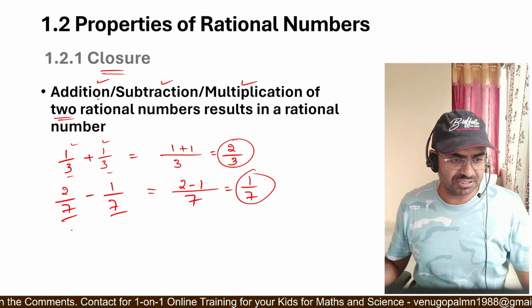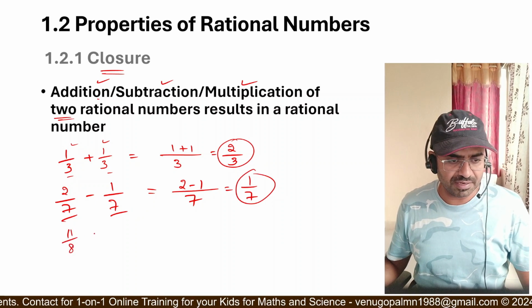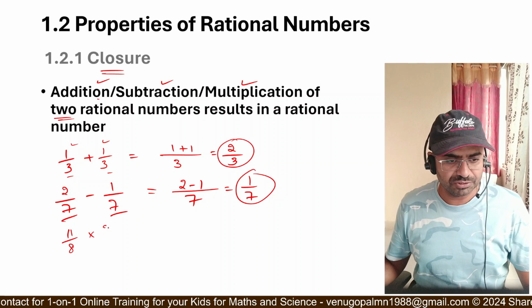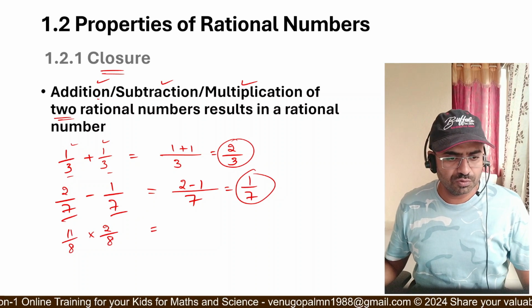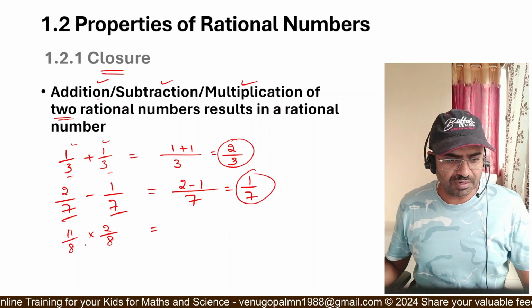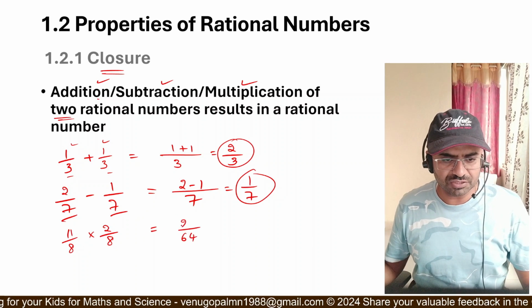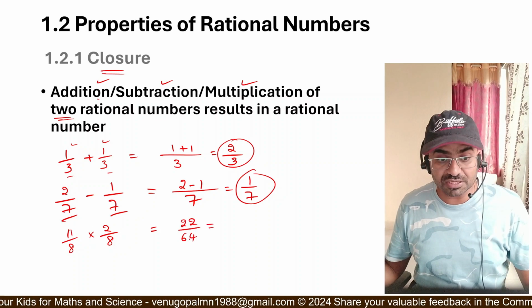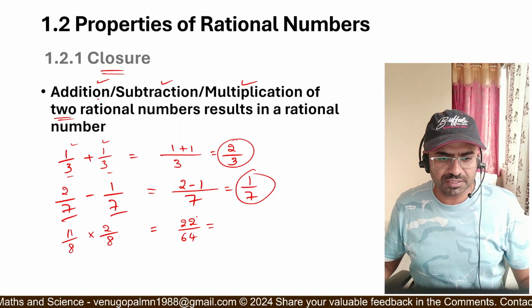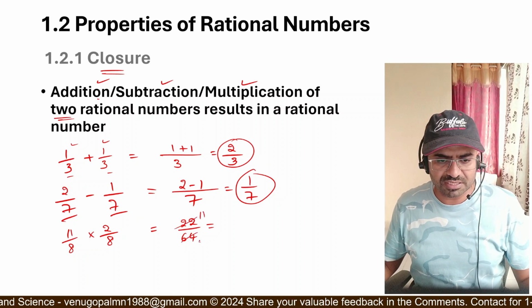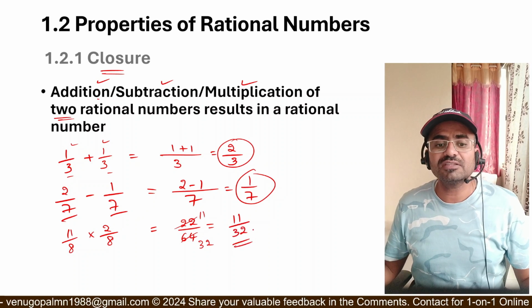Multiplication. Let us take an example: 11 by 8 multiplied by 2 by 8. Obviously, if you multiply these two, what will happen? 8 8s are 64 and 11 2s are 22. This is also a rational number, but if you want to simplify further, you can divide by 2, correct? 2 11s are 11, and 2 32s are 64, so it becomes 11 by 32. Is 11 by 32 a rational number? Yes.